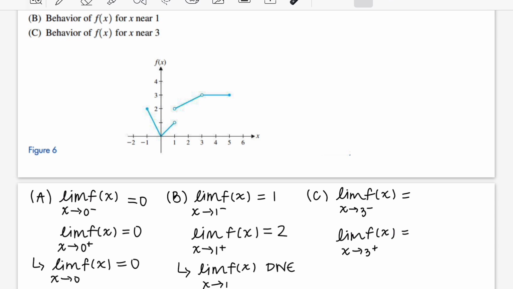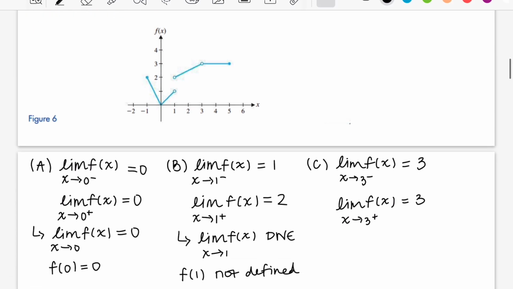So approaching 3 from the left, getting closer and closer to 3, we see that all of our f of x values are getting closer and closer to 3. And then approaching 3 from the right, coming this way, we see that again, all of our values are getting closer and closer to 3. So that's nice. This tells us that our limit does exist, and it's equal to 3. And then lastly, looking at our function value at 3, we again see that f of 3 is not defined.